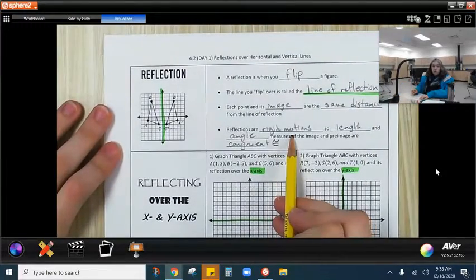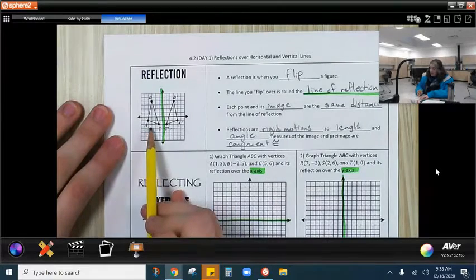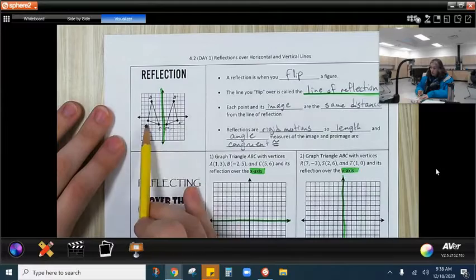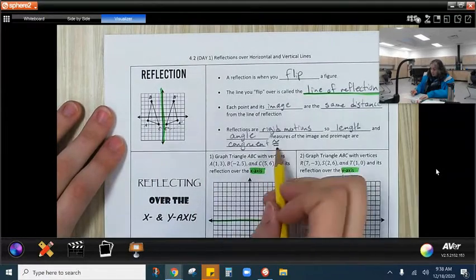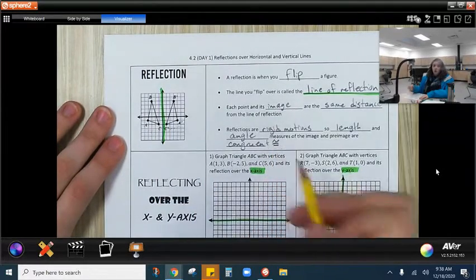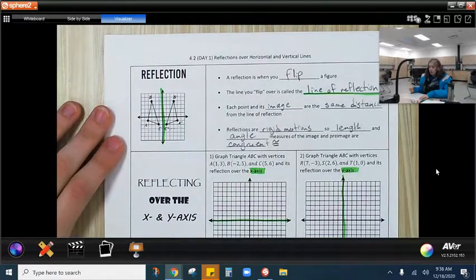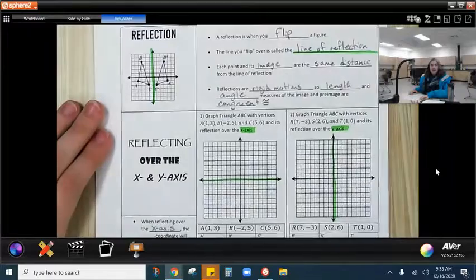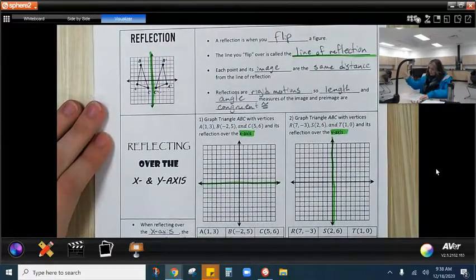I'm going to zoom back out again so we can take a look at the rest of this. So this is a rigid motion. Okay, it's a rigid motion. That means the length and the angle measures of the image are congruent to the pre-image, right? They're congruent. So that's really important to note. Not all of our transformations are congruent. So let's take a look at reflecting over the x-axis and the y-axis, all right?